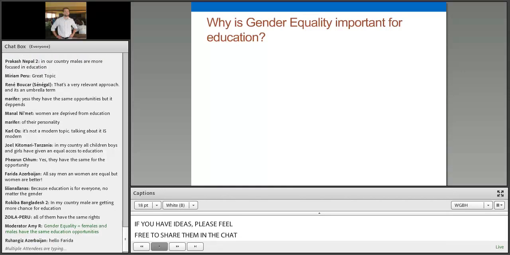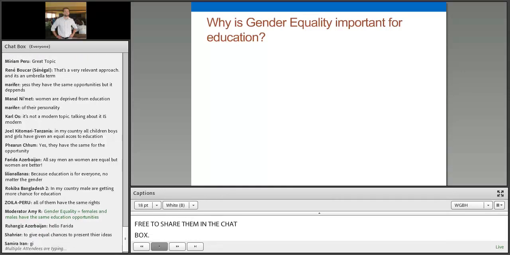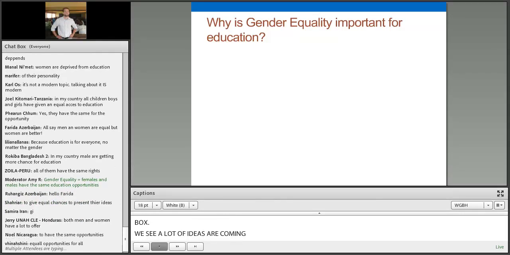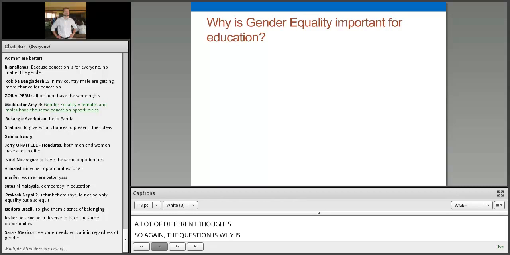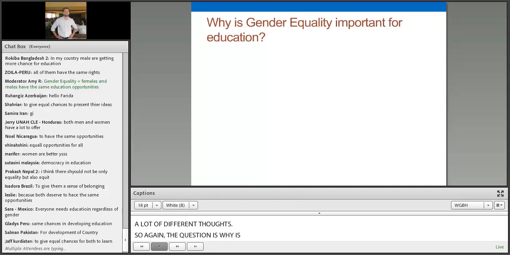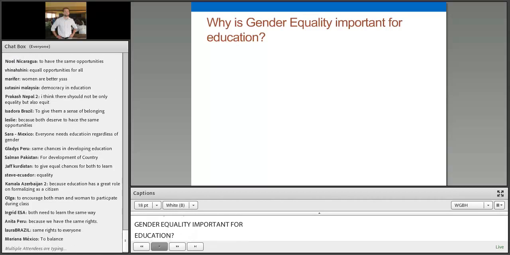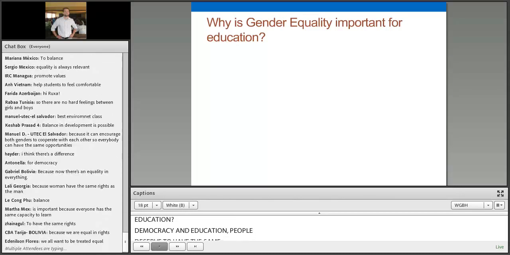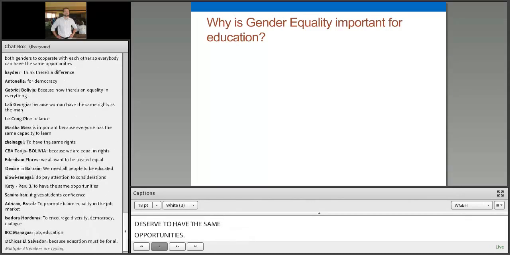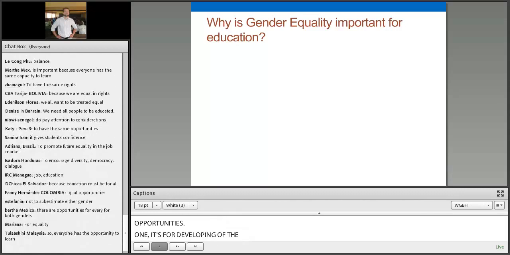So we see some people, a lot of ideas are coming in, a lot of different thoughts. So again, the question is, why is gender equality important for education? You have some ideas: democracy in education, people deserve to have the same opportunities, and it's for the development of the country. Sharir said to give equal chances to present their ideas. That is excellent.